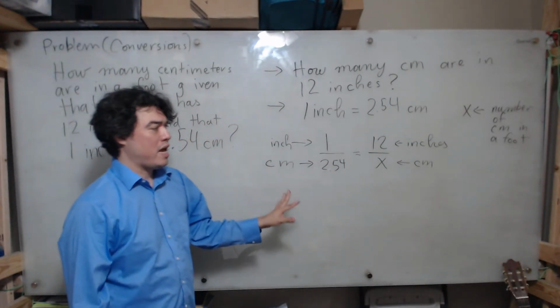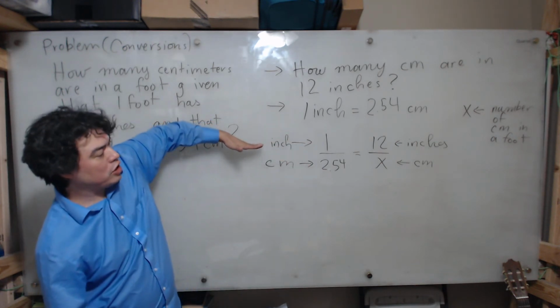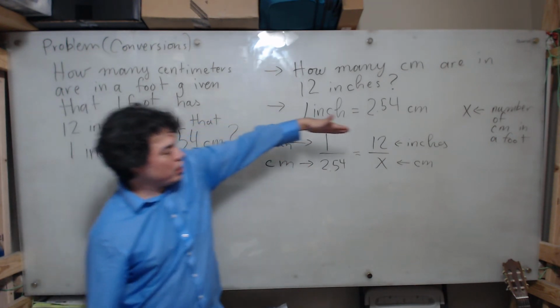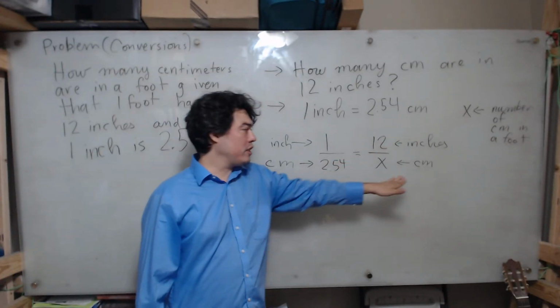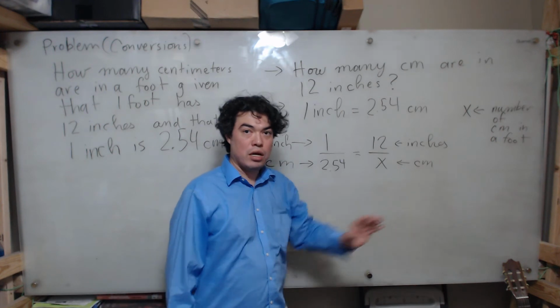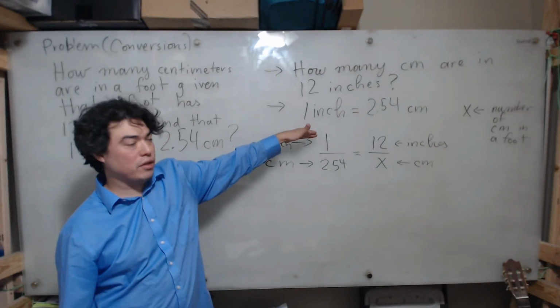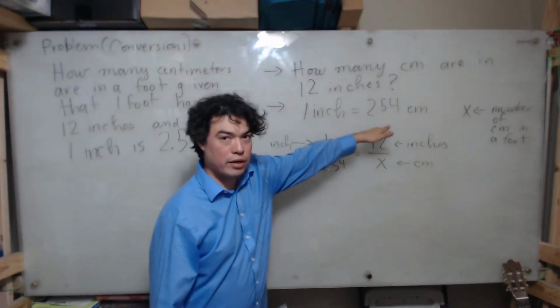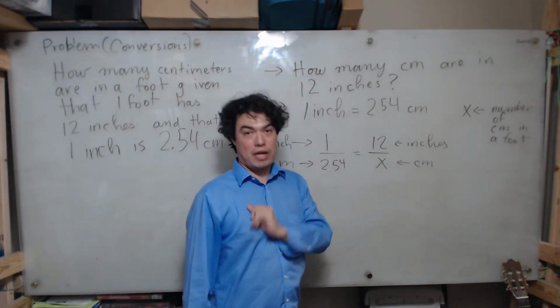Now let me recap how I set up this proportion again. I put inches on top on the left, so I'm going to put inches on top on the right. I put centimeters on the bottom on the left, I'm going to put centimeters on the bottom on the right. Now, if you were to have done it the other way, if you were to put centimeters on top on the left and centimeters on top on the right and inches on the bottom on the left and inches on the bottom on the right, you will still get the same answer.